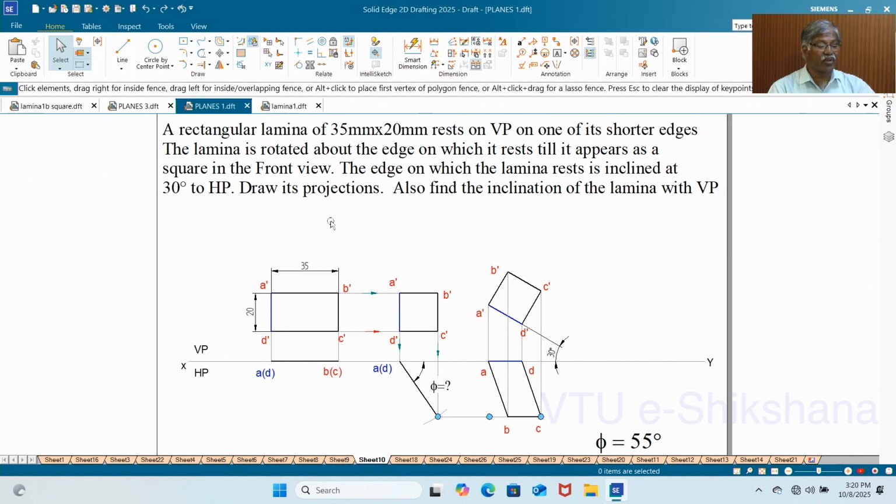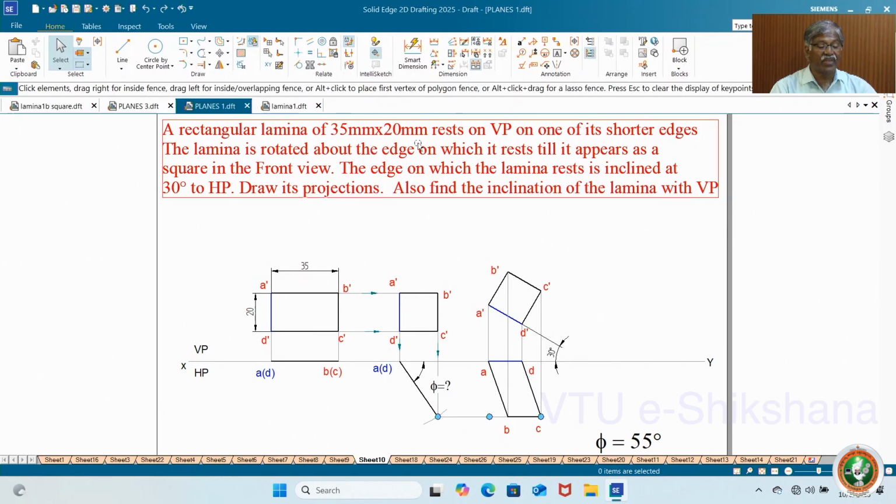So let me take a problem on a rectangular lamina again, which is 35 mm by 20 mm. In an examination, test or classwork, you may get smaller dimensions also, so you must work very carefully. Normally 60, 40, 50, 30 and so on will be given. Sometimes smaller dimensions are given like this, and then you have to catch it.